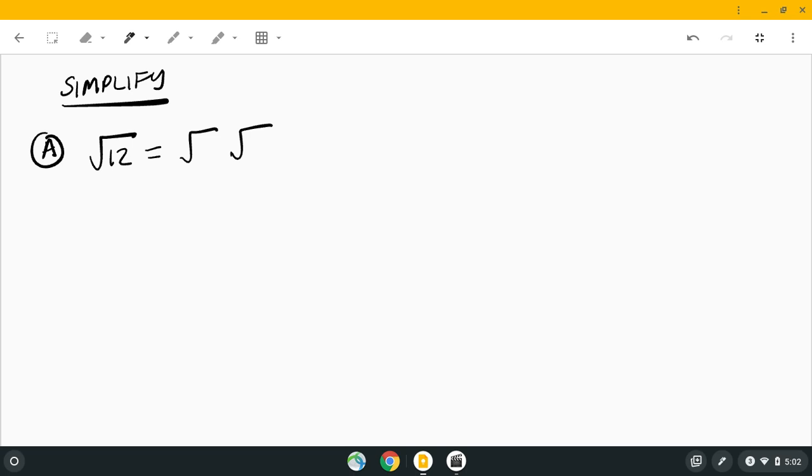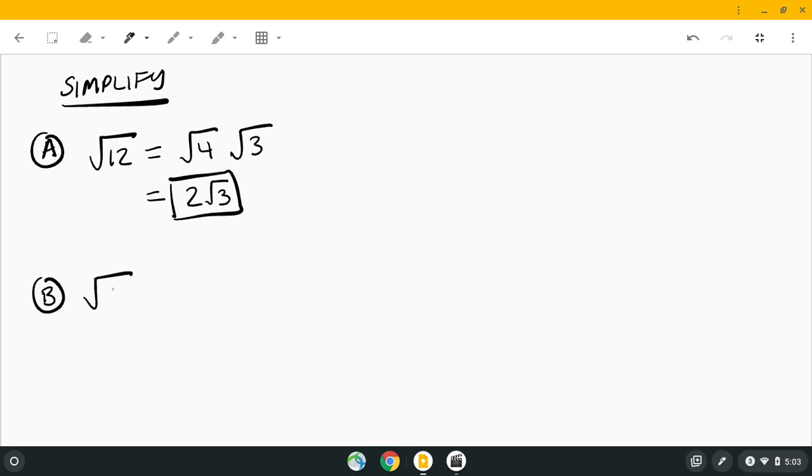So you don't want to go with 2 and 6 because 2 and 6 are not perfect squares. So we want to go with 4 and 3 because 4 is a perfect square. So we can simplify this one. Okay. So you're simplifying if you can at least simplify one of them. And that would be our answer. The one that doesn't simplify, square root 3, just comes down. Okay. And this would be your simplified answer. Okay. Let's try another one.